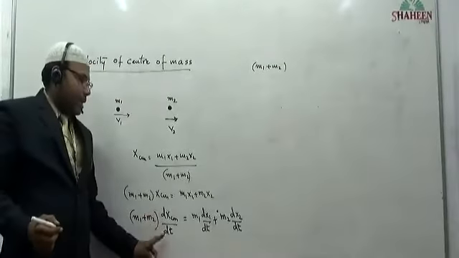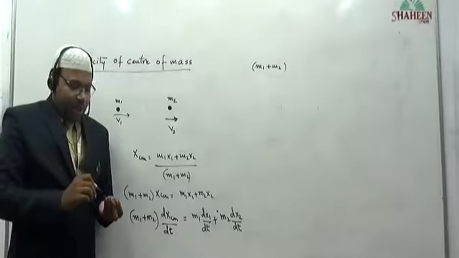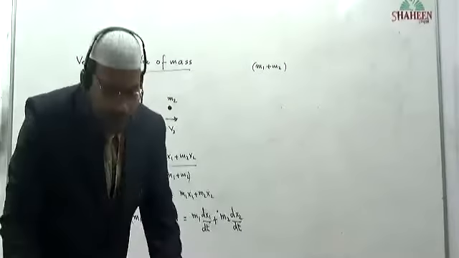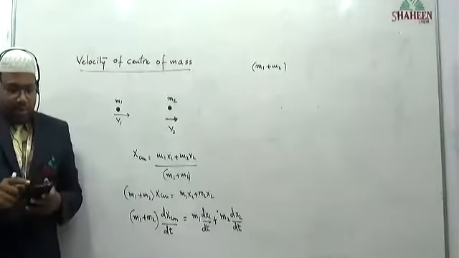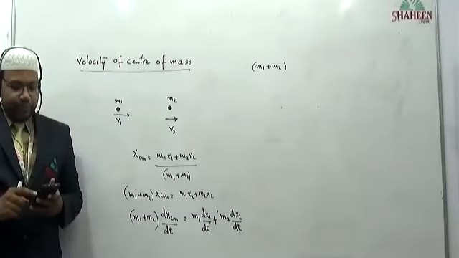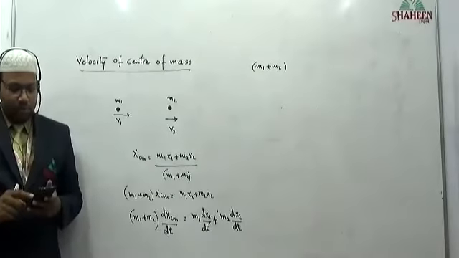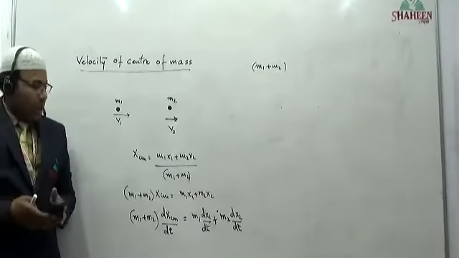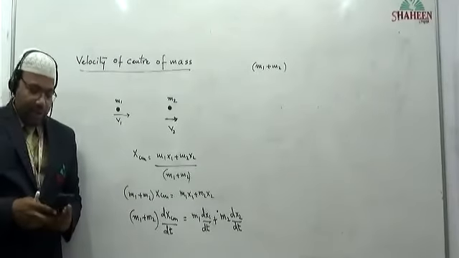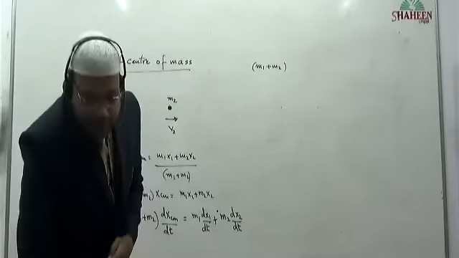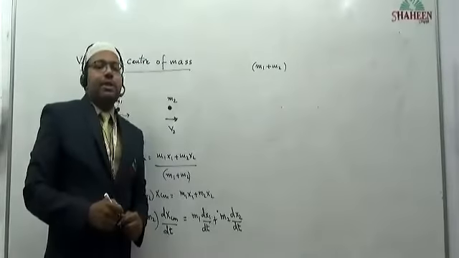Now, I need the answer for this. What can I write in place of dx by dt? थोड़ा जल्दी भी जाइए. What can we write in place of that? Please fast. Yes, very good, dx by dt, very good beta. dx by dt is nothing but the velocity.